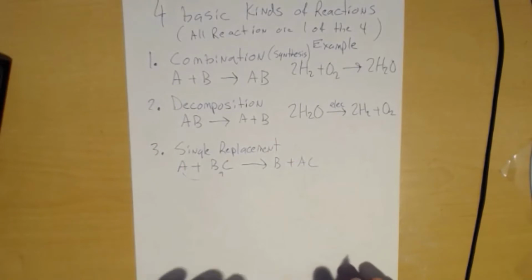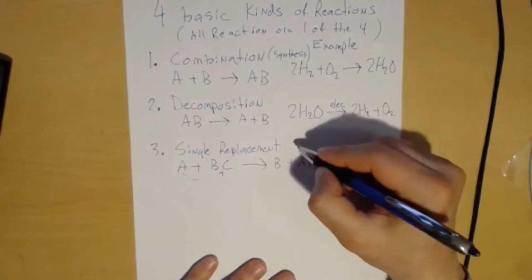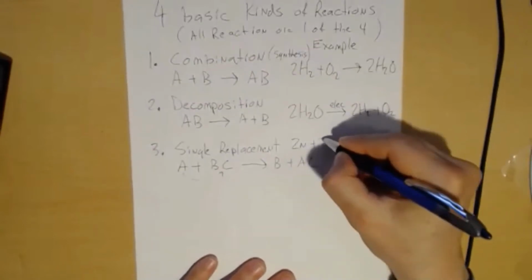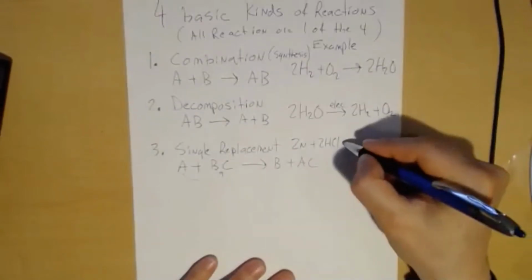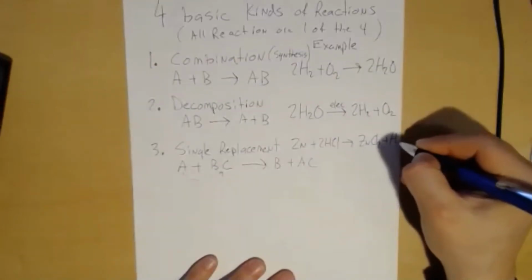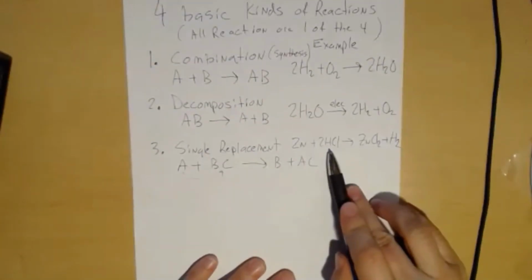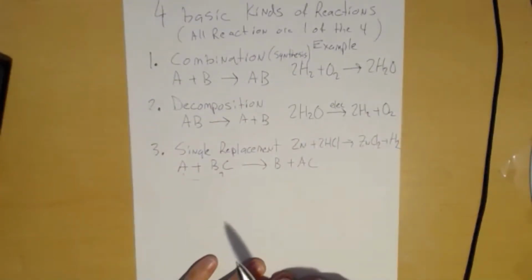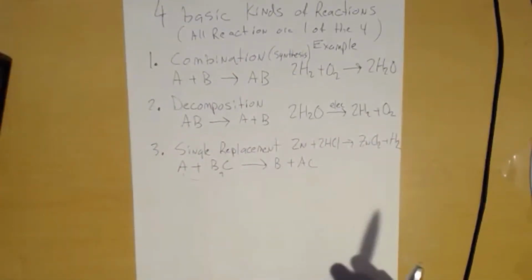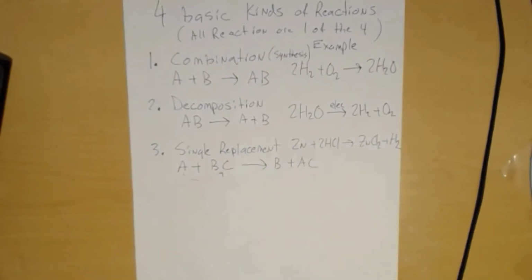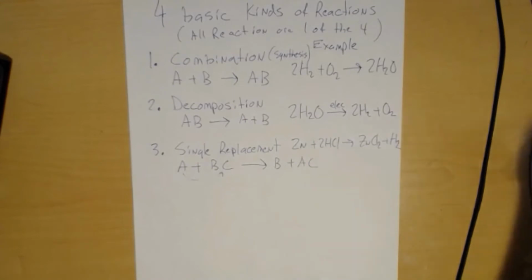A really good example would be a metal reacting with an acid. Zinc reacts with 2 hydrochloric acid to make zinc chloride and hydrogen gas. So the hydrogen is bumped and the zinc joins with the chlorine. Yeah, that's a single replacement. All right, is everyone on board? Is this okay? All right.